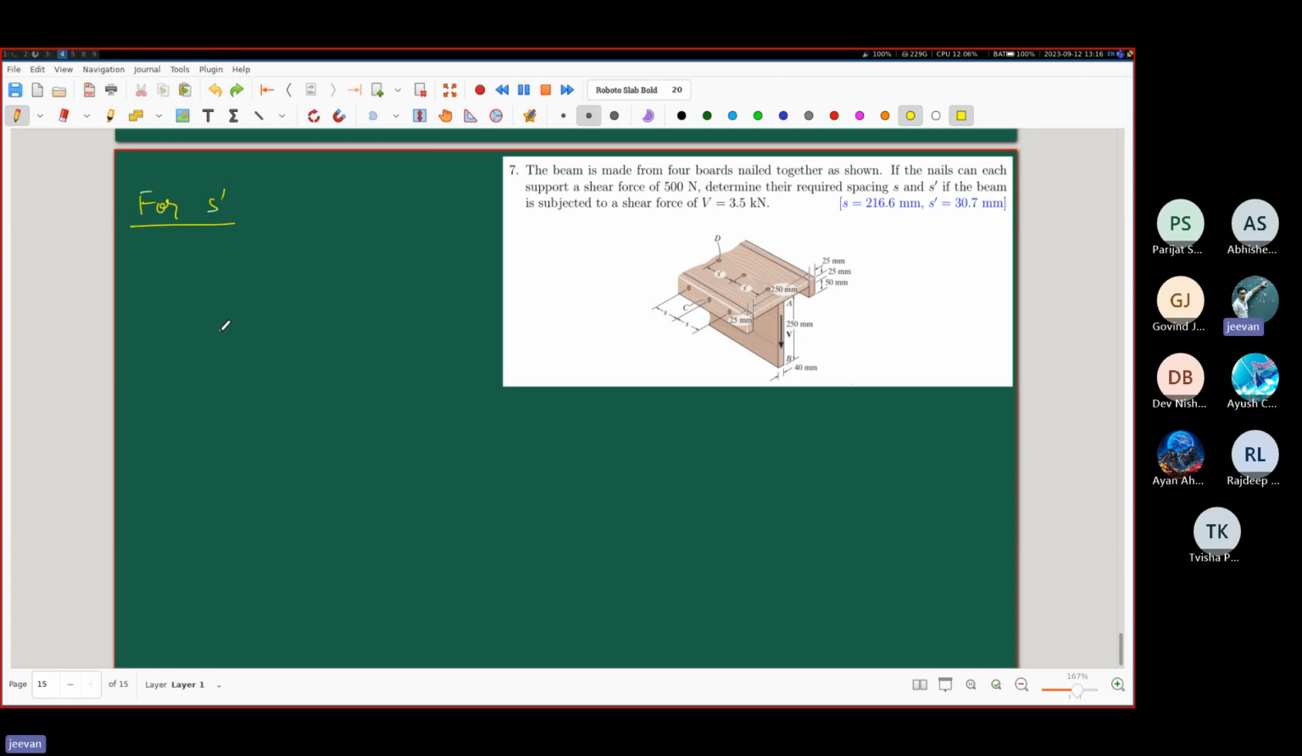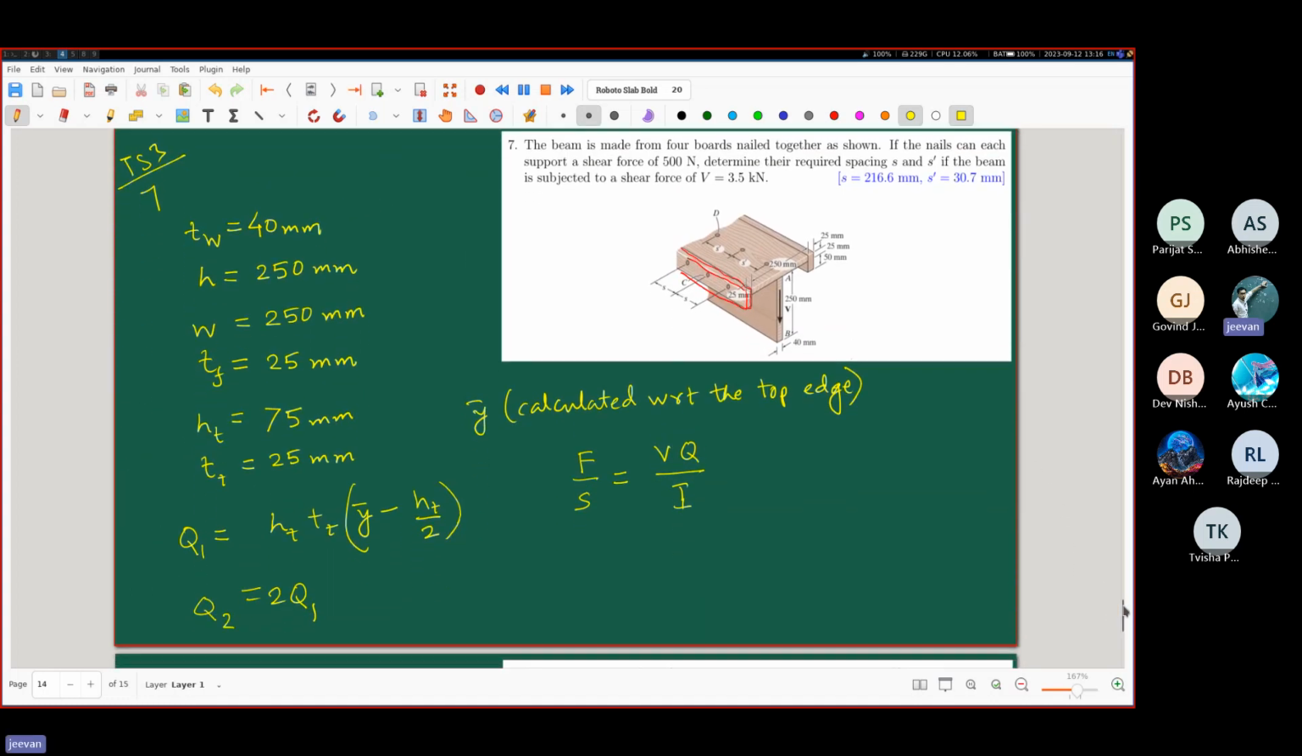See, y bar, I, all of those things are the same. For the Q, what will it be? The middle board. Middle board, that vertical board, because that is just one rectangle. Okay, so Q will be what? Tell me. So I'll just copy paste the things from here.